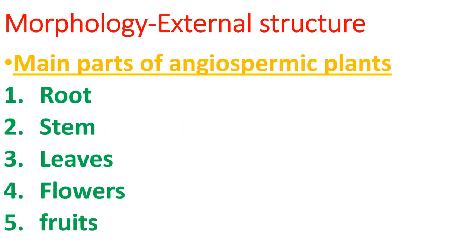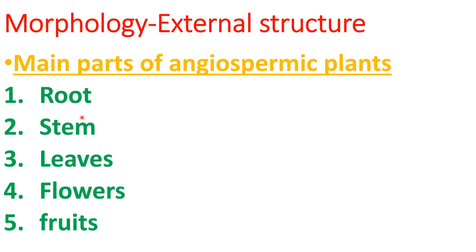So first of all, what is morphology? As the chapter is morphology of flowering plants, you need to know what is morphology. So morphology is external structure. Here in this chapter we will study about the external structure of angiospermic plants, or you can say flowering plants. Okay, so these are some main parts of the angiospermic plants: root, stem, leaves, flowers and fruits.